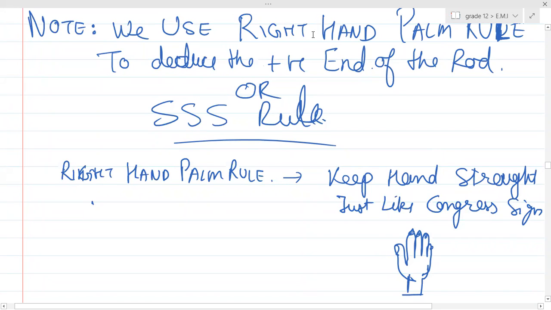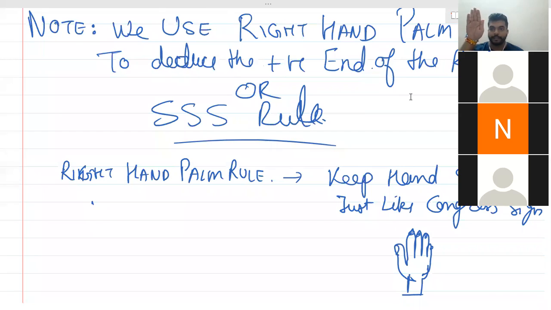Can you see me? I'm not able to see. Can you see the hand like this? Okay. So right hand, and make your hand straight like this.